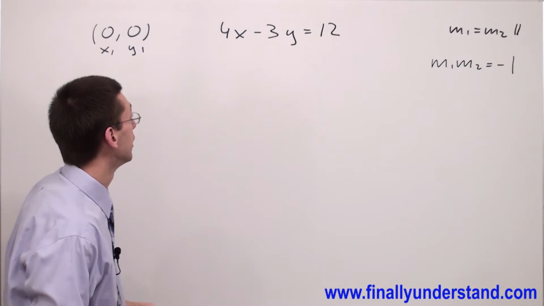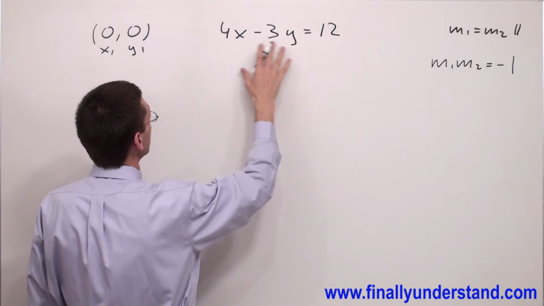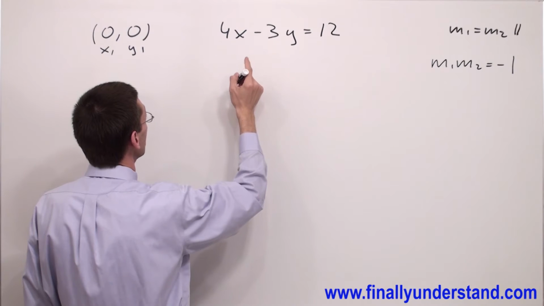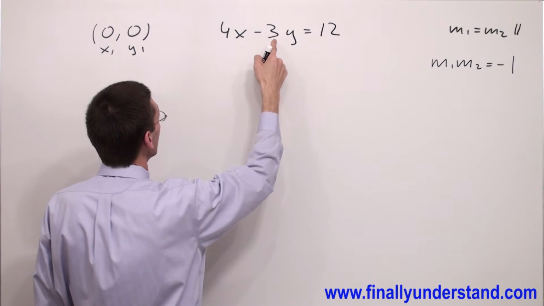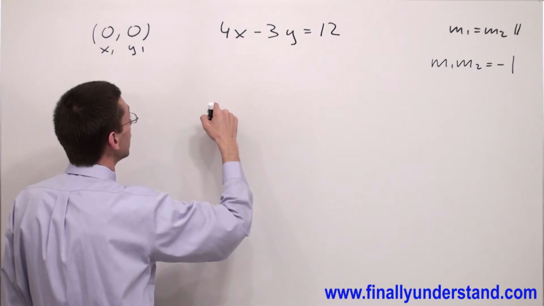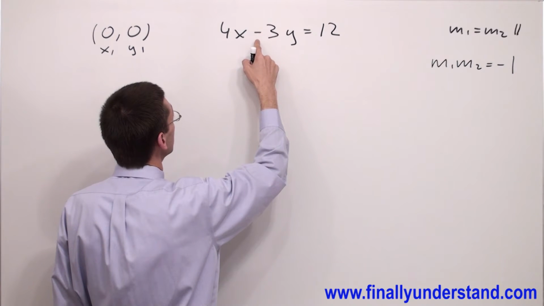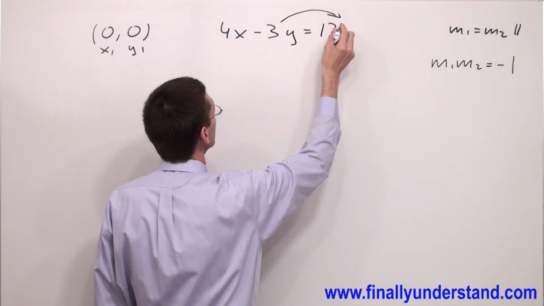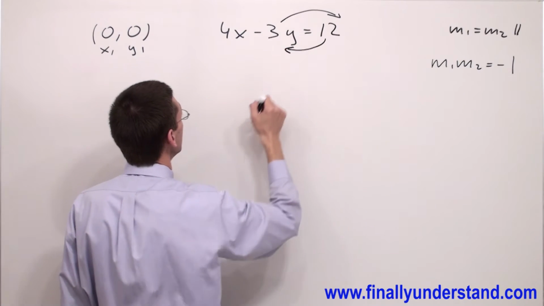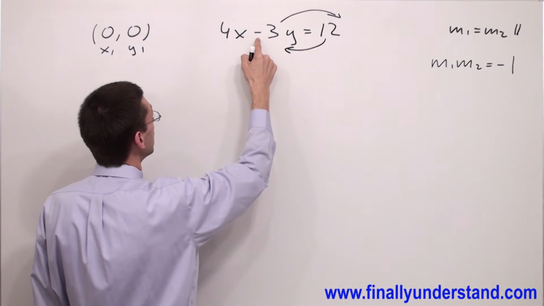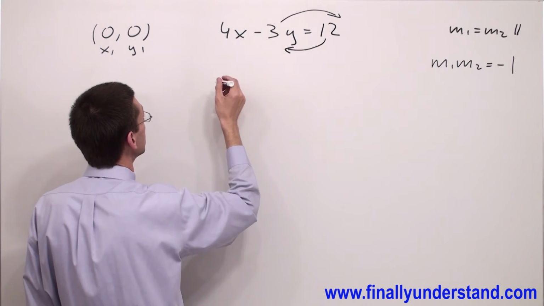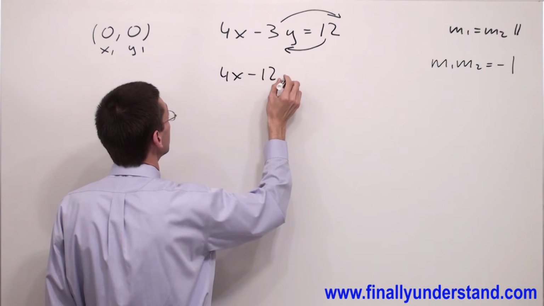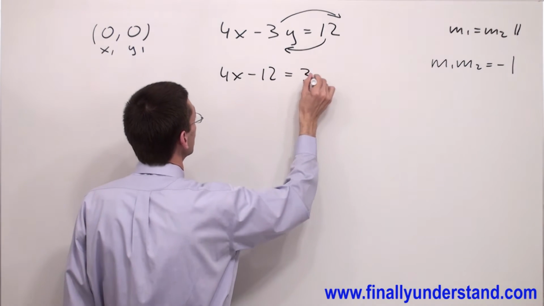this line. Now we have to convert this form to the slope-intercept form. So we have to find y from this equation. Now, because I have negative 3y, I'm going to move this term to the right side, and 12 I'm going to move to the left. Why? Because I'm going to convert negative 3y to positive 3y. So I have 4x minus 12 is equal to 3y.